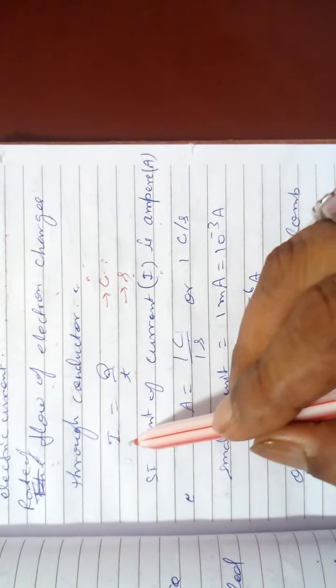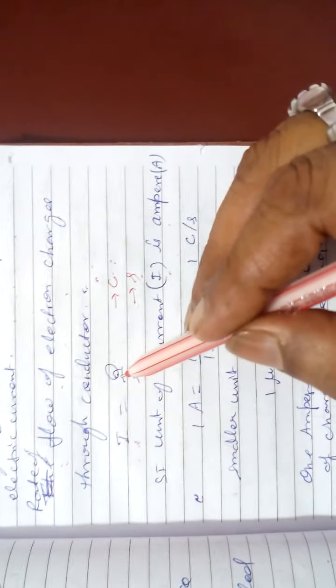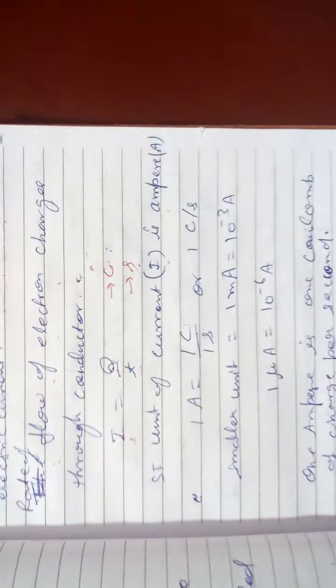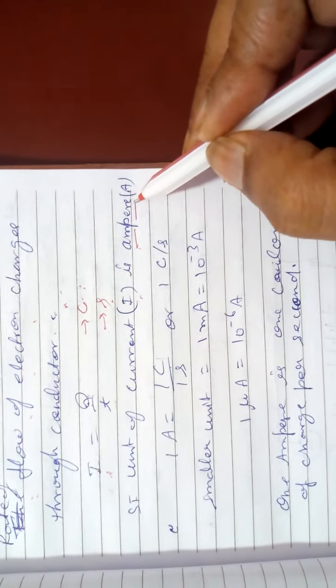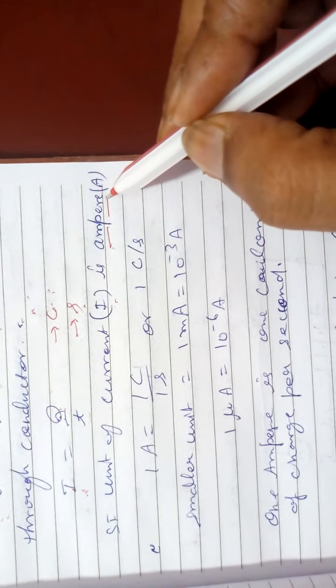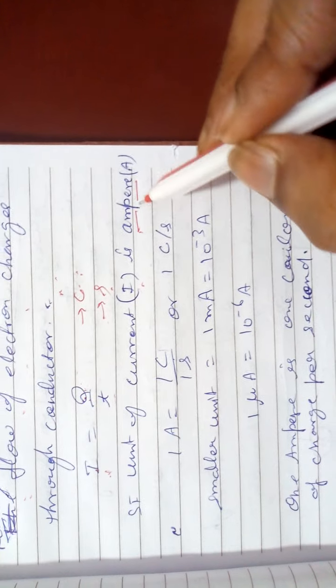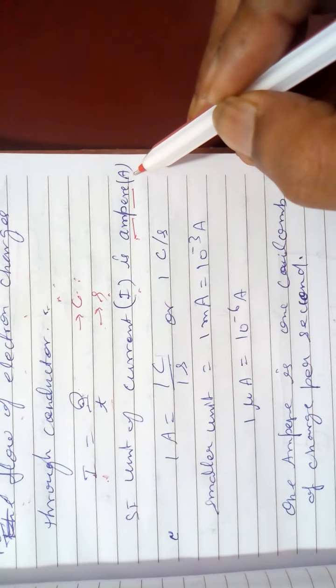Current is indicated by capital letter I. Charge is indicated by capital Q, and its unit coulomb is indicated by capital C. The unit of current is named Ampere, after a French scientist, in his honor, and Ampere is written as capital A.